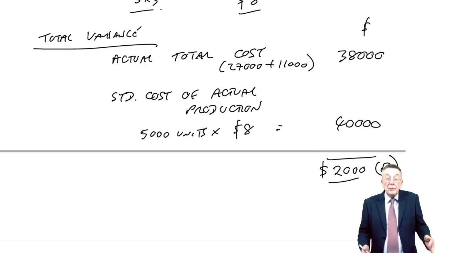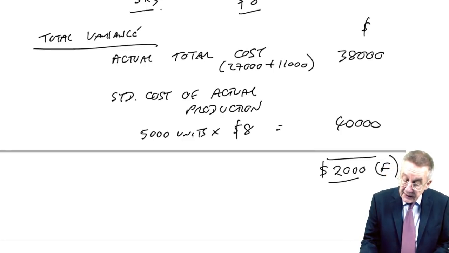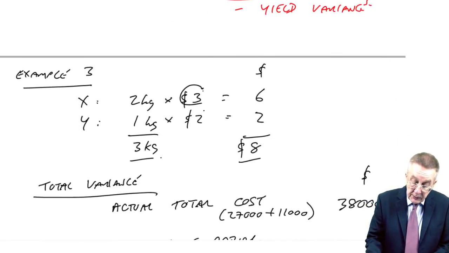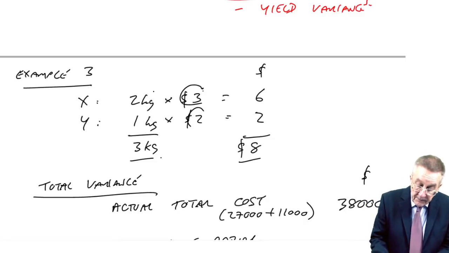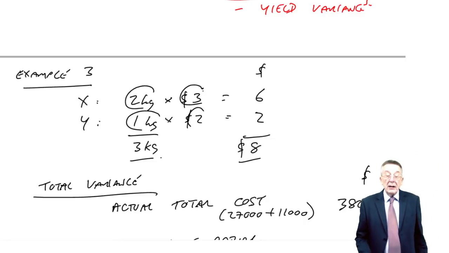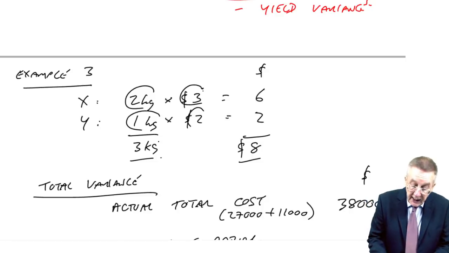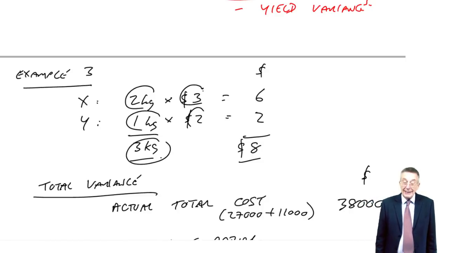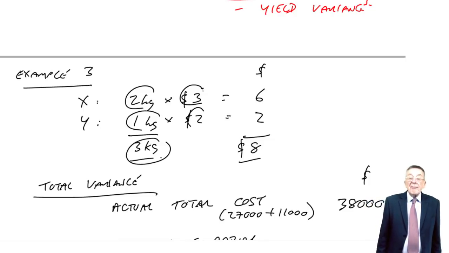However, as I hopefully explained before, our job is to analyse it. How much of that saving was because the prices we paid were different? How much of that saving was because we mixed the materials differently? And how much of it was because in total, we used more or less than the 3 kilos we should have done? So let's go through them one by one.